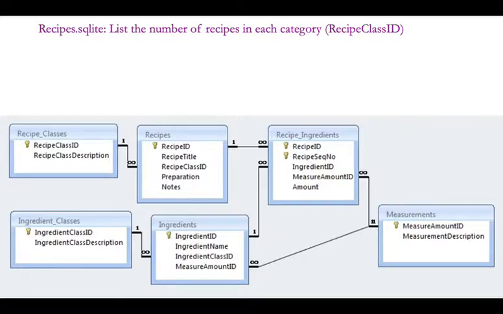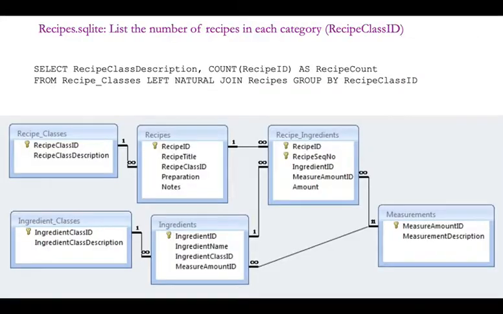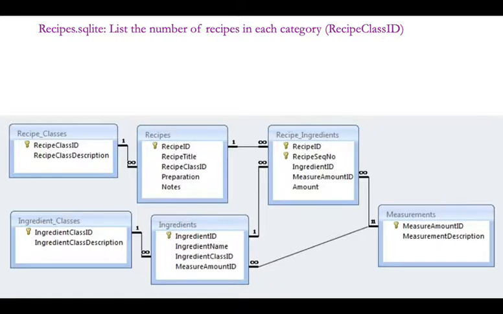Another one. Let's see. Yeah, we have time for another one. List the number of recipes in each category. This is actually simpler. So this is just like making sure we understand left joins with grouping. List the number of recipes in each category.